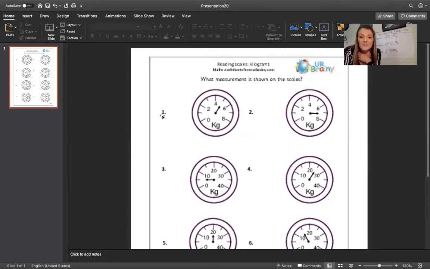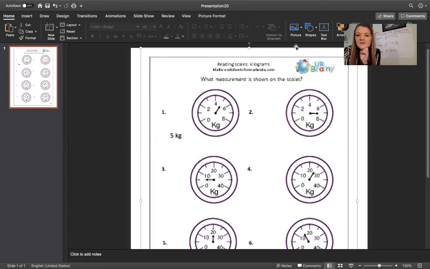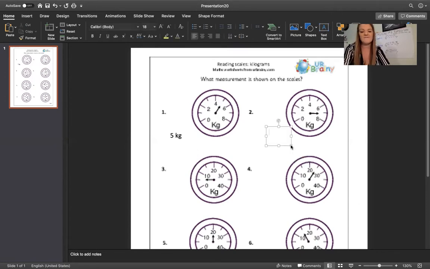So let's look at number 1 right here. When we look at this scale, what do we notice about what the measurement is? Where do we see the arrow? Well, I can see that it's not directly on a number, but it's in between 2 numbers. So what numbers is it in between? 4 and 6, which means if it's in between 4 and 6, it's greater than 4, less than 6. This must be 5 kilograms. So I can go ahead and label it 5 kilograms. Let's do our next one. Number 2, I see in between 6 kilograms and 8 kilograms, which means it is 7 kilograms.